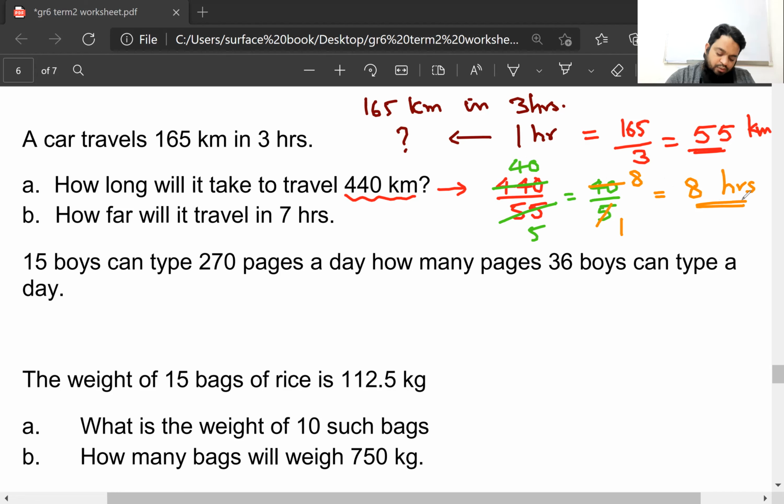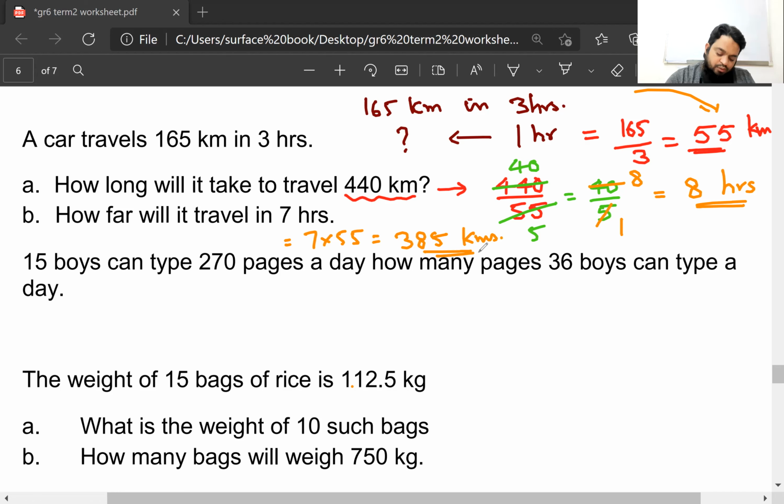Understood, my dear students? So how far will it travel in 7 hours? See, in 1 hour, how much? 55 kilometers. So in 7 hours, that is equal to 7 multiplied by 55. I think it is 385 kilometers when you multiply. Got it? Simple. So now let us do it.